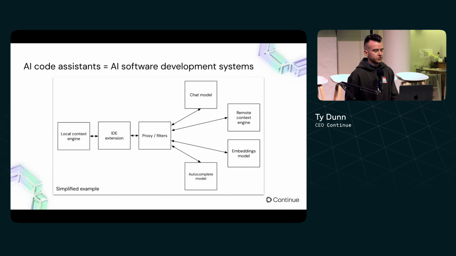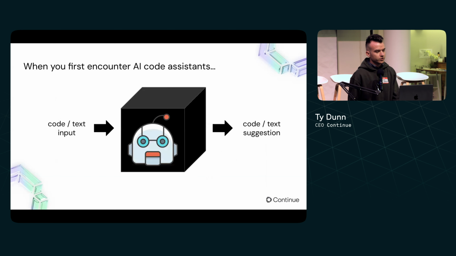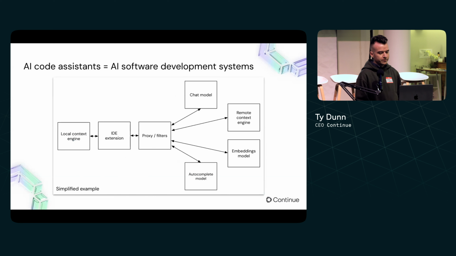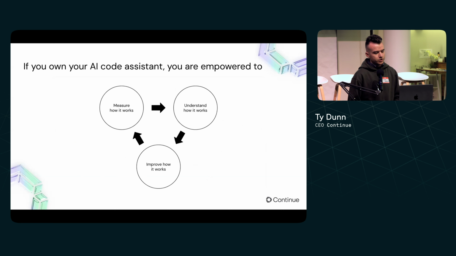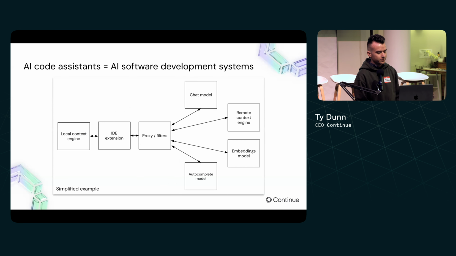And so usually when you interact with these AI code assistants, they're presented to you like this, the black box, the robot. But if you peel back that black box, they often look something similar to this. And so we at Continue are focused on empowering you to own your AI code assistant so that you can have these three things, right? First, that you can understand how it works. Until I presented this, some of you had the black box mental model.